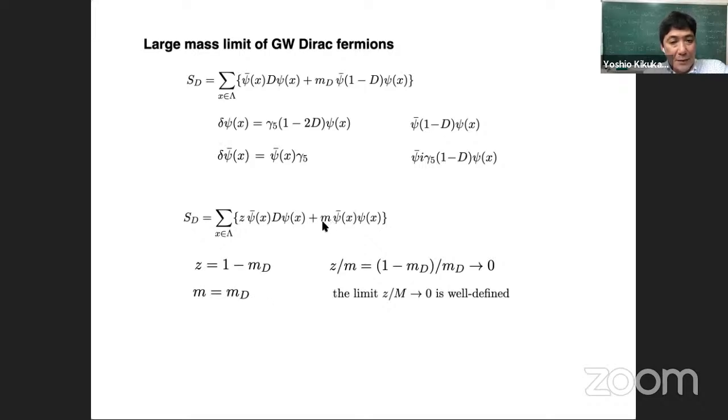And for the large mass limit of this kind of fermion, we should take M goes to infinity compared to Z. And this means that we take Z goes to zero compared to the M. It actually means this M_D is just unity. So for this type of mass term, the largest possible value is just unity. And if we take a larger value than unity, then species doublers become very light compared to the massless physical mode. So we must be careful to take the large mass limit.